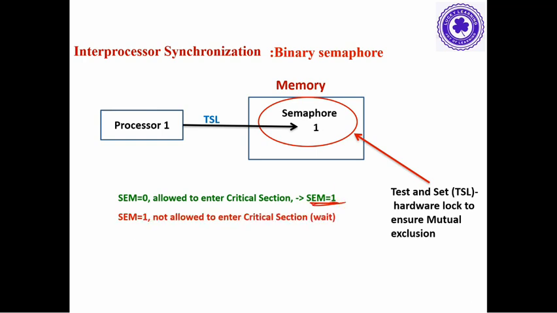Next time, whenever the semaphore bit is 1, entry into the critical section is not allowed. Any other processor that sees the semaphore bit as 1 is not going to enter the critical section; it has to wait. Now, let us say processor 2 tests and sets the semaphore value for mutual exclusion. Processor 2 sees the semaphore value is 1, so it is not allowed to enter the critical section. It has to wait for processor 1 to complete its execution, so processor 2 is rejected.